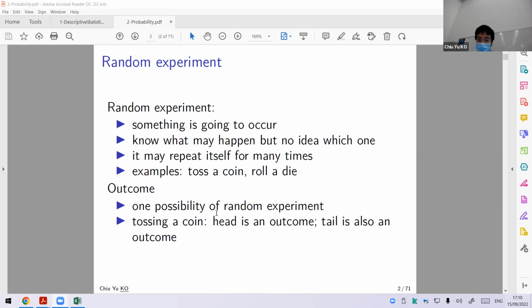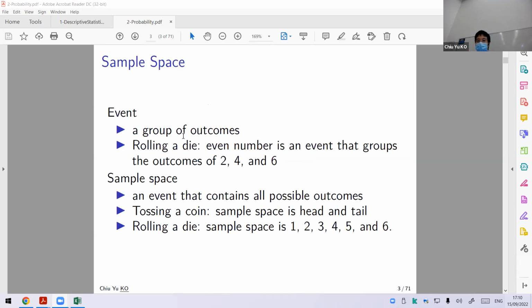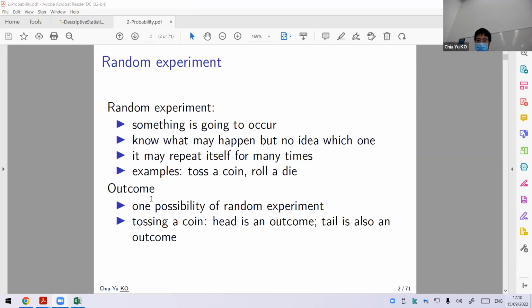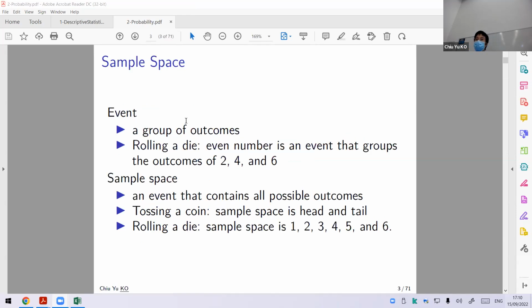And in the classical definition, we can group different outcomes, okay? And we will call that an event, right? For rolling a die, we will call even numbers an event because it groups all the outcomes of 2, 4, and 6, okay? And the sample space means it contains all possible outcomes, okay? And itself is an event, right? Because it's a grouping of outcomes, it's grouping everything possible, okay? So tossing a coin, the sample space is head or tail. Rolling a die, the sample space is 1, 2, 3, 4, 5, 6, okay?